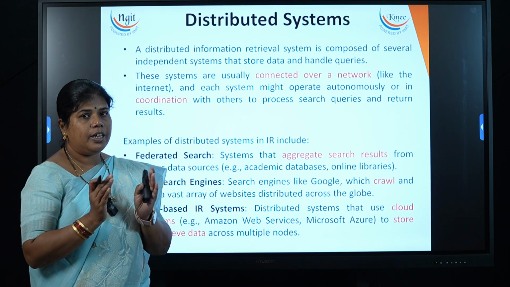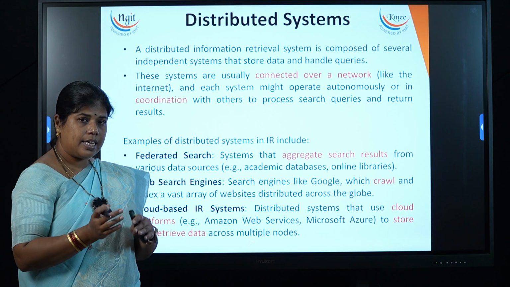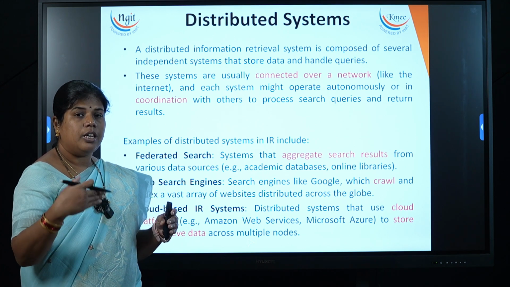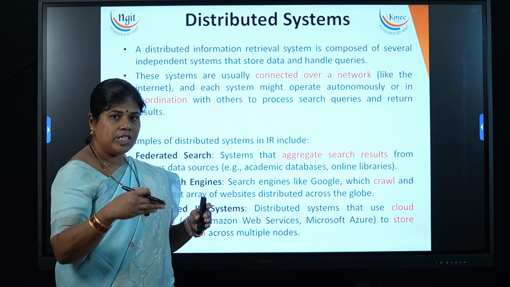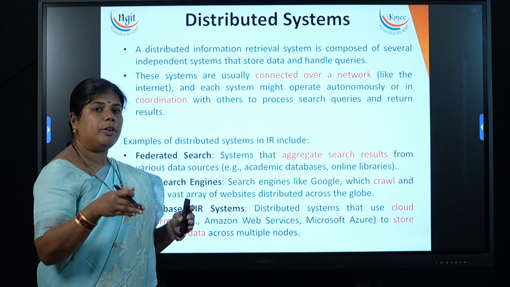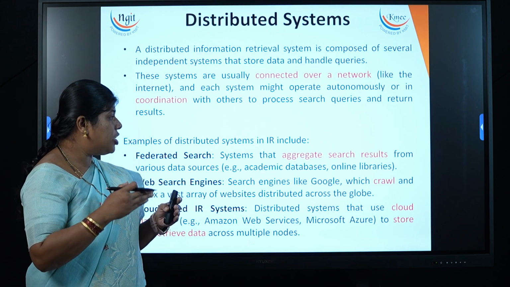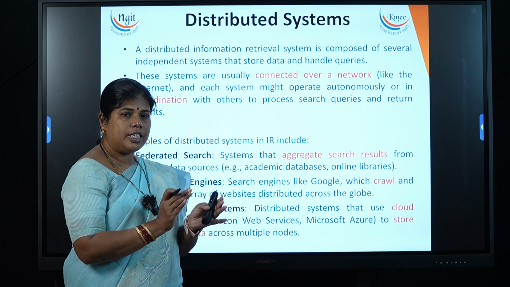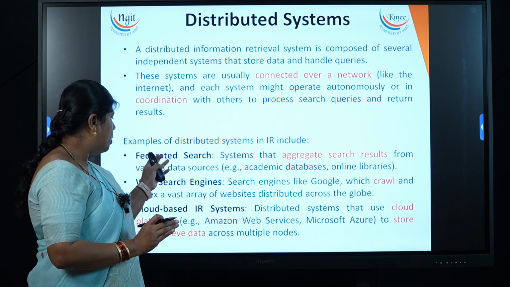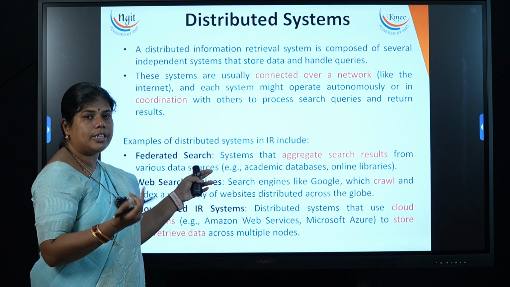Whatever query is asked related to one student, you will start checking whether they belong to NJT or KMEC, whether they belong to CSE or CSM, which year they belong to, which section they belong to, and finally all the results will be aggregated together. That is what is called a federated search.